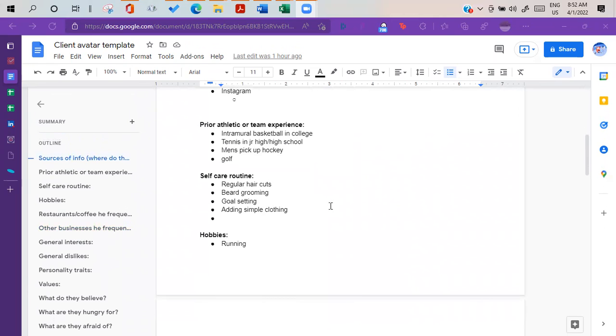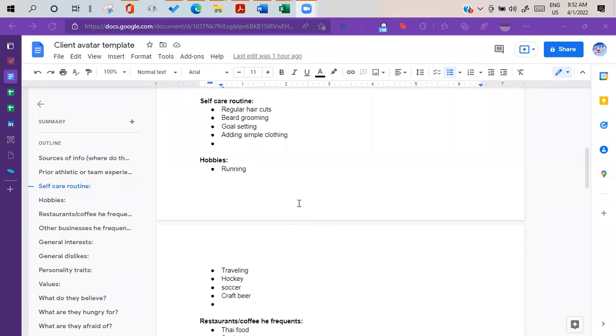Prior athletic experience. Are they playing men's pickup hockey? Are they doing golf? Tennis? What are they doing? Get to know your clients a bit. Self-care routine, again, goal setting, sample clothing, like what are they doing for haircuts and whatnot. Again, these are places you can market and advertise and go after and find these people.